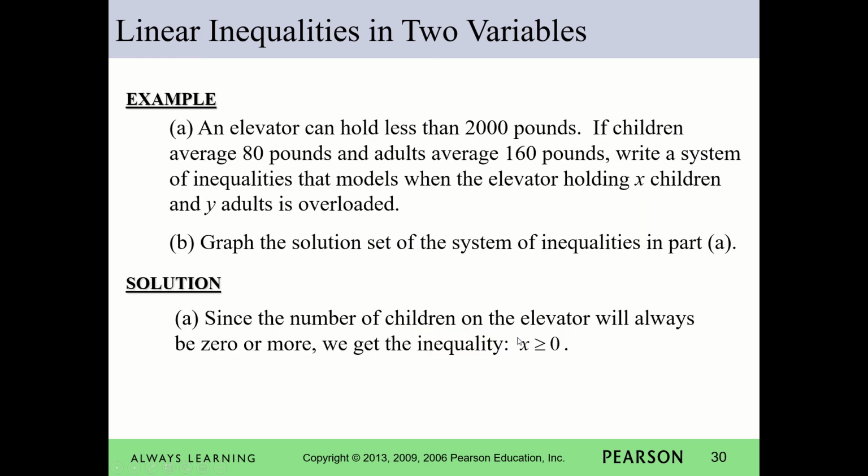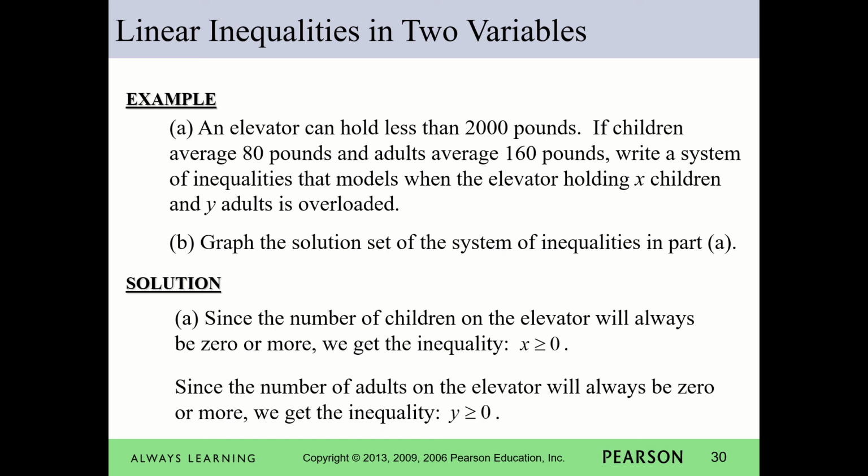So let's look at another word problem involving these. An elevator can hold less than 2,000 pounds. If children weigh an average of 80 pounds and adults average 160, we want to write a system of inequalities that models when the elevator holding x children and y adults is overloaded. So let's start by graphing the solution system in part A. Well, actually, we have to start by building our inequalities, right? The first thing we're going to talk about is that the number of children will always be 0 or more, so we get our first inequality. The first inequality is x is greater than or equal to 0.